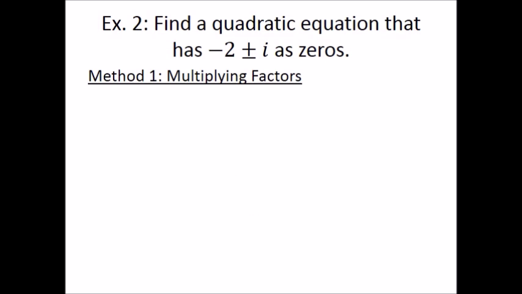I'll repeat all 3 methods using a second example in which the zeros are negative 2 plus i and negative 2 minus i. If you'd like to try this one yourself before I tell you what to do, press pause now and press play again after you finish.